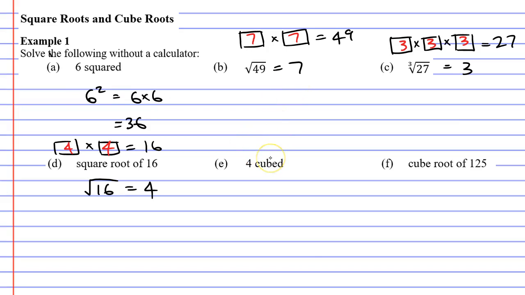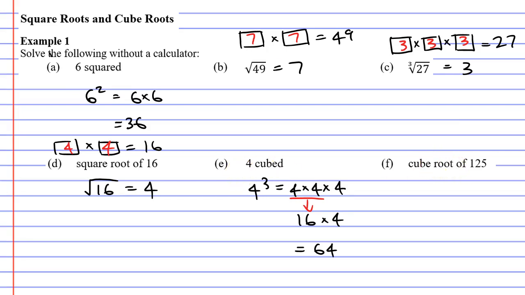Now we're on to 4 cubed, which is the same as 4 to the power of 3, meaning it's 4 times 4 times 4. And when we multiply these, you only do 2 at a time. So we'll go, alright, what's 4 times 4? That's going to be 16. And then we do 16 times 4, which equals 64.